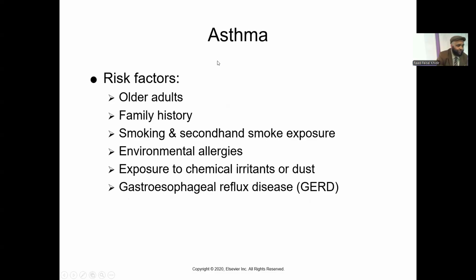What are the risk factors for asthma? Number 1, asthma is genetic too, because remember, your immune system is the one behind it. Your immune system is the cause of it. So the genetics play a big factor in how your immune system operates. So family history, always the adults, the capacity of the immune system drops, so it no longer can tell self from non-self as good as it used to. Smoking and secondhand smoke exposure, environmental allergies, exposure to chemical irritants or dust, and GERD. GERD is gastroesophageal reflux disease.